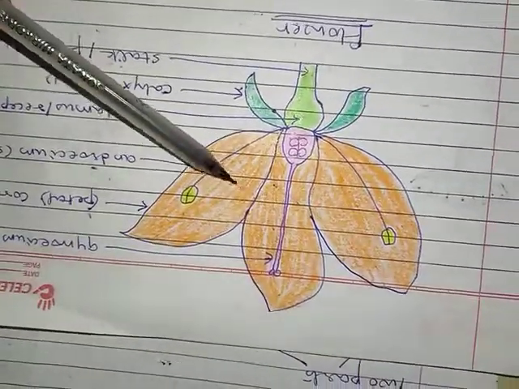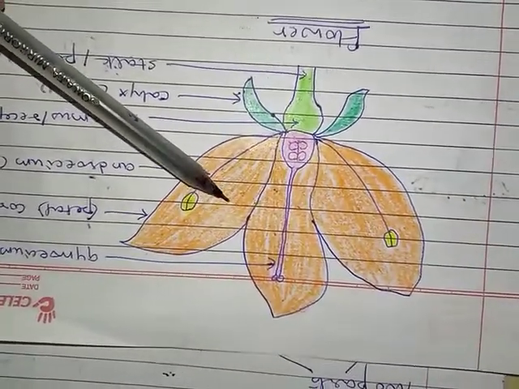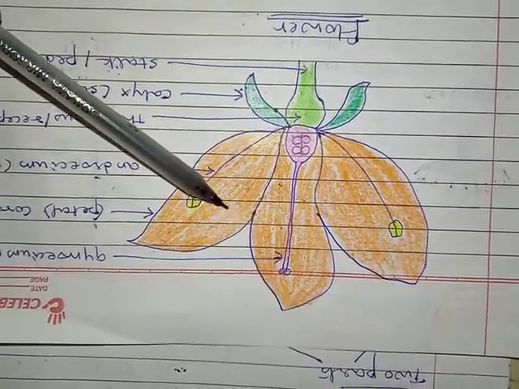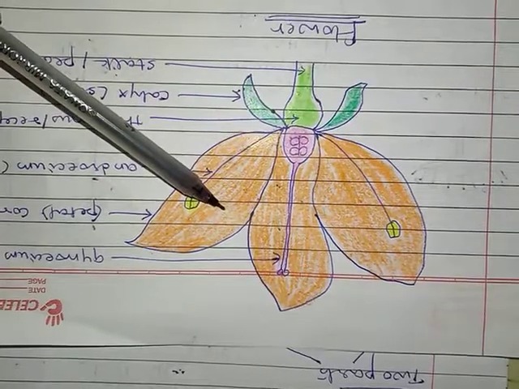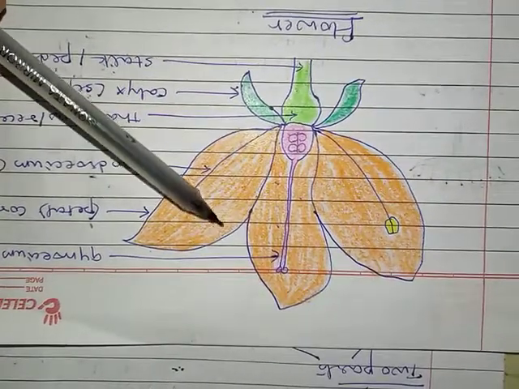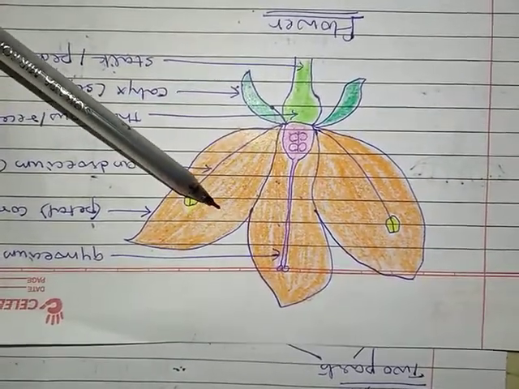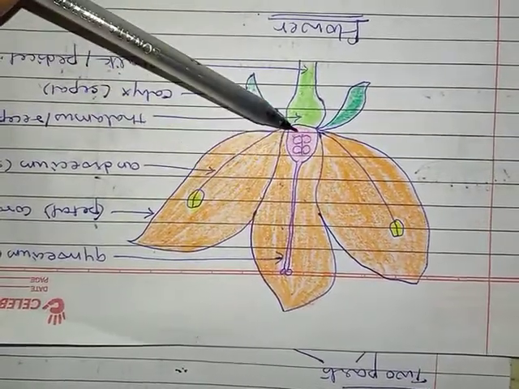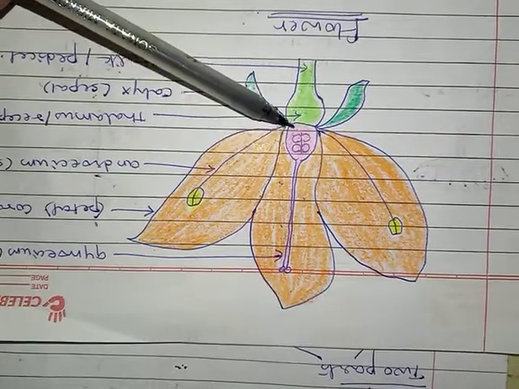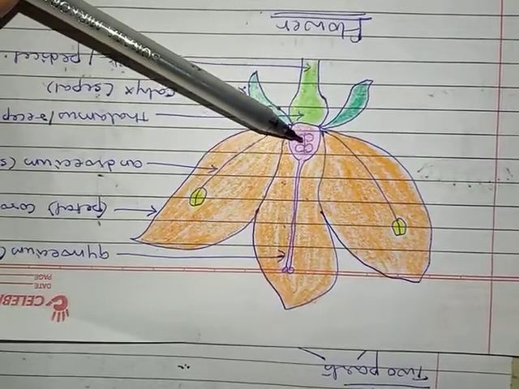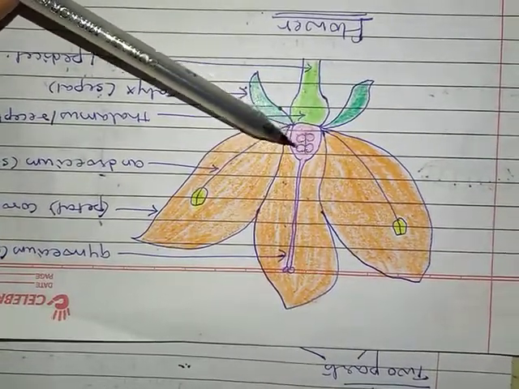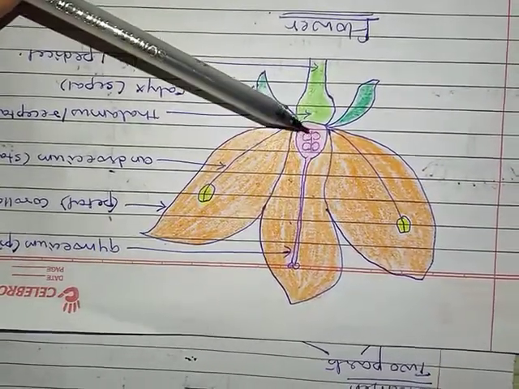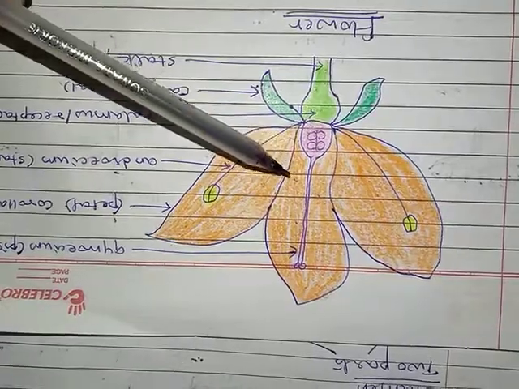Then we come to the function of the petals. Since the petals are brightly colored, their main function is to attract the insects for the process of pollination. The second function of the petals is to protect the male reproductive organ and female reproductive organ when they are in the bud condition and in the developing condition. That time the petals will be protecting them, right? So these are the two functions of the petals.